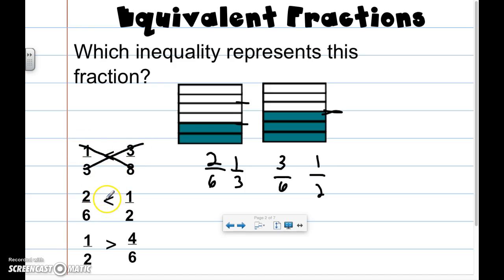2/6 is less than 1/2. That's a maybe. 1/2 is greater than 4/6. I don't have 4/6 shaded in at all. So this is my correct answer. That 2/6, they left the 2/6 here, is less than the 1/2 right here.